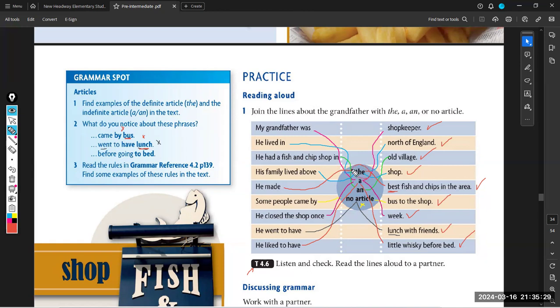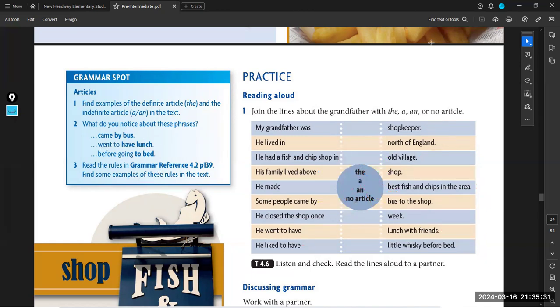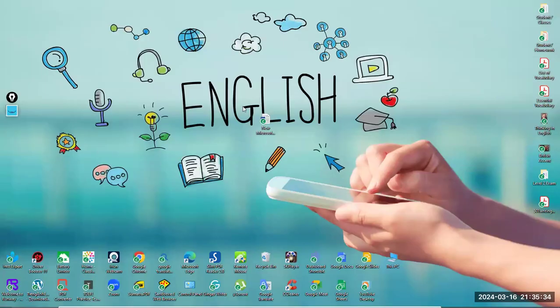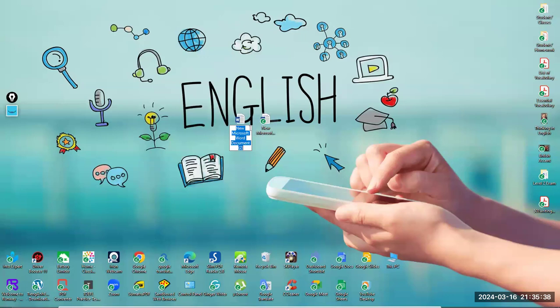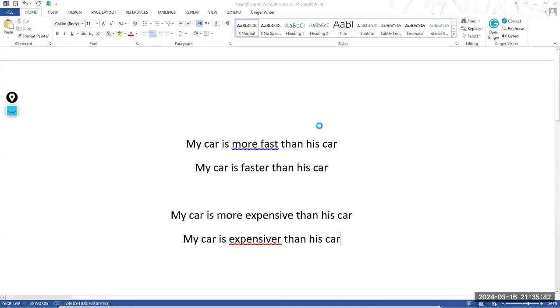Guys, I need you to be careful about that. There's something you have to be careful about. First of all, don't use that with uncountable nouns. This is number one. Look, I cannot say the water. I cannot say the love. I cannot say the hate. So with uncountable nouns, don't use that.